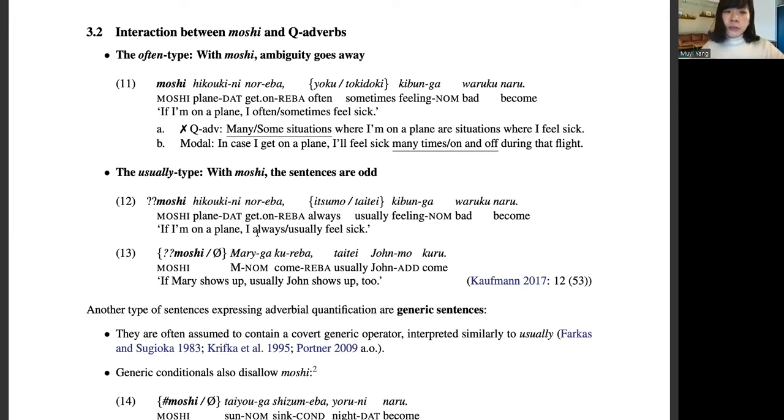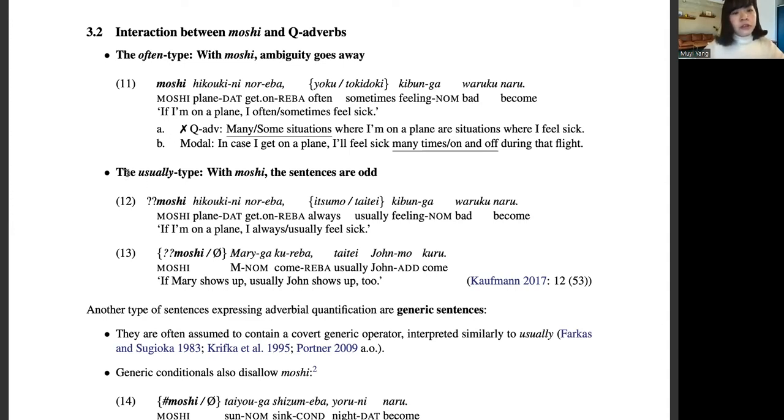In the previous example where we didn't have moshi, I said that the sentence is ambiguous between the Q adverbial and the modal reading. Here, as soon as we have added moshi into the sentence, speakers suggested that only the modal reading is available in this sentence. So yoku, sorry, often and sometimes range over the interval of me being on the plane.